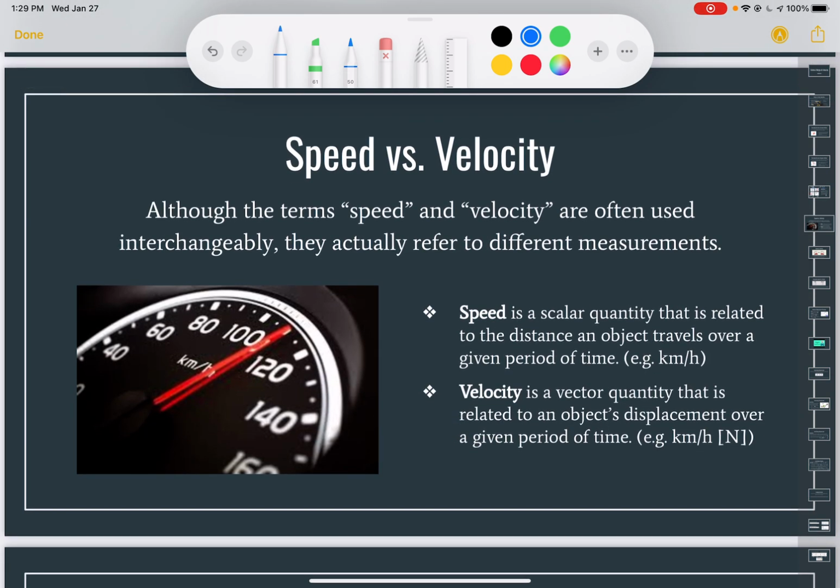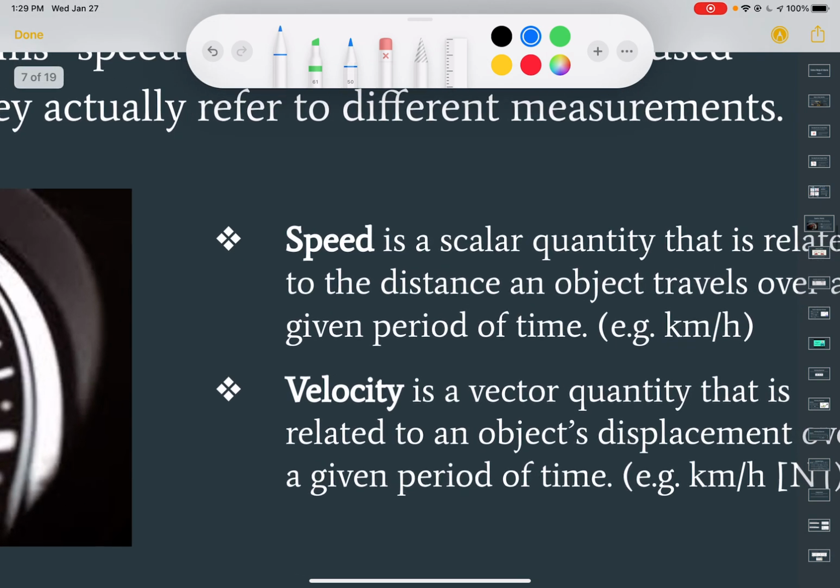So, speed versus velocity. It says, although the terms speed and velocity are often used interchangeably, they actually refer to different measurements. This is something I have a lot of trouble with. I will often refer to speed as velocity, but it's not necessarily the same. The difference is scalar and vector quantities. Speed is a scalar quantity, which literally means it's just a number. Velocity is a vector quantity, which means it's a number and a direction.